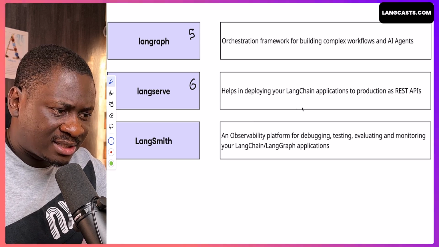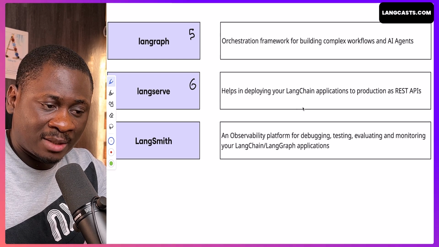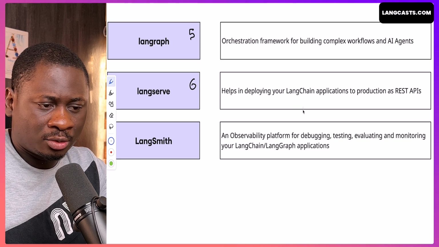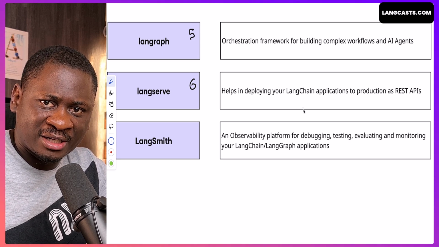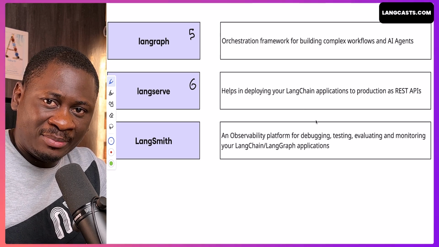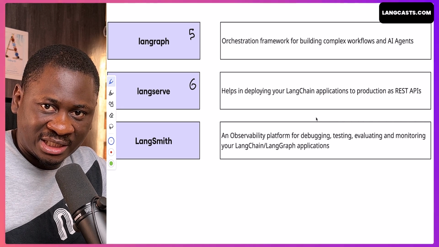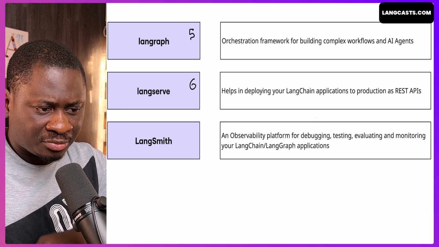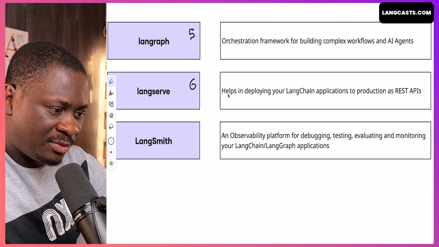So LangServe helps you to deploy LangChain applications. These applications are deployed as REST APIs, so they are going to be used just like any other software that exposes an API. But you know that behind the scenes, you have a large language model giving intelligence to the entire workflow of your application. So LangServe helps you to deploy your LangChain applications to production as REST APIs.